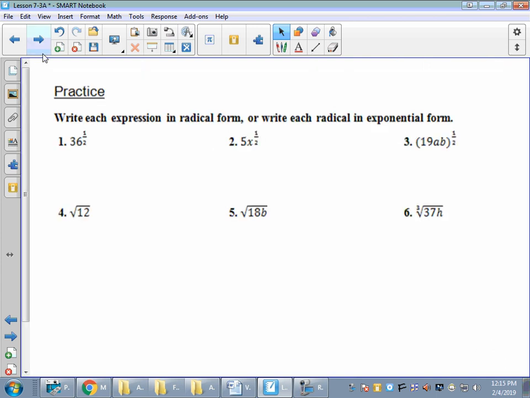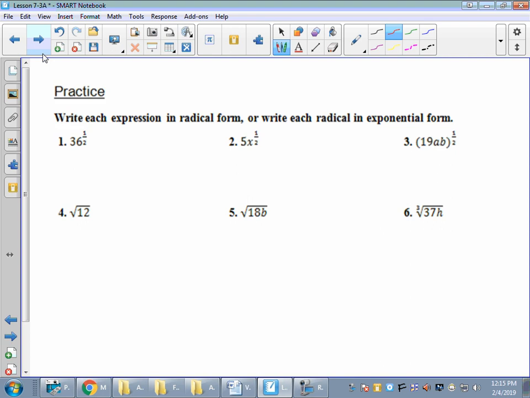Let's do some practice problems here. This one says write each expression in radical form, and then write each radical in exponential form. So we're just bouncing back between exponents and radicals, roots and exponents, and go from there. Notice it does not say evaluate, so we're not going to be evaluating anything. Even though I know they're pretty easy to, we're not going to do it.